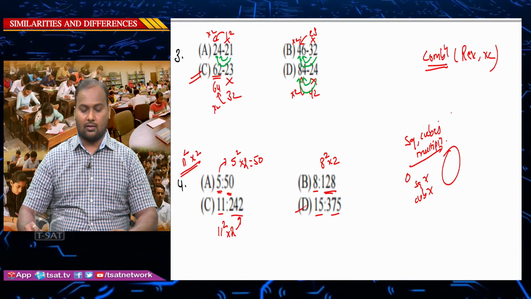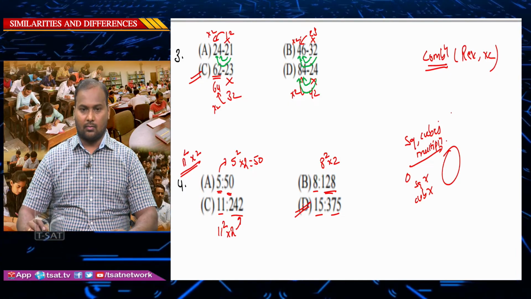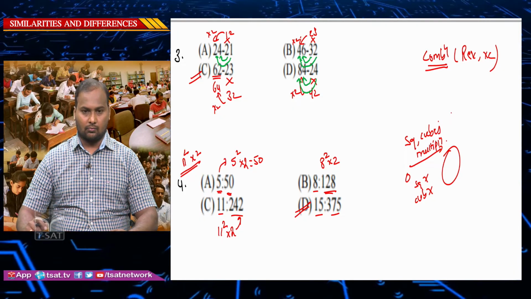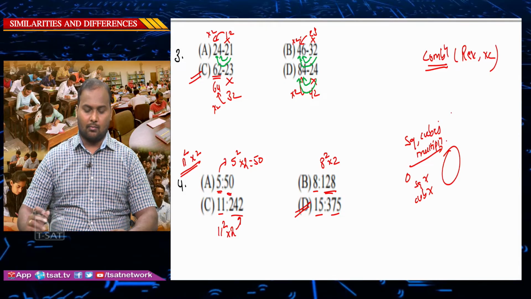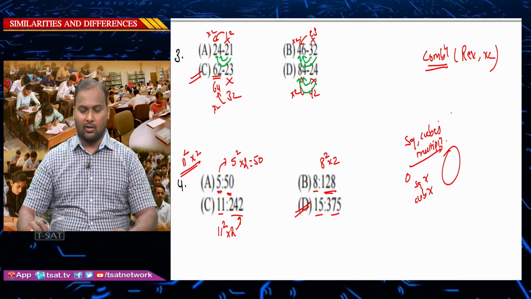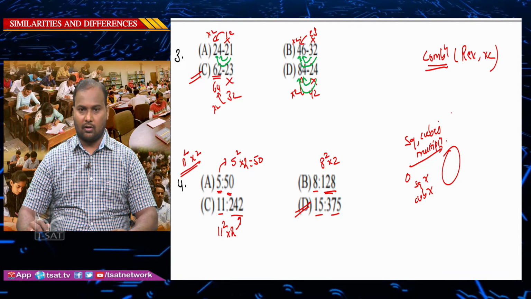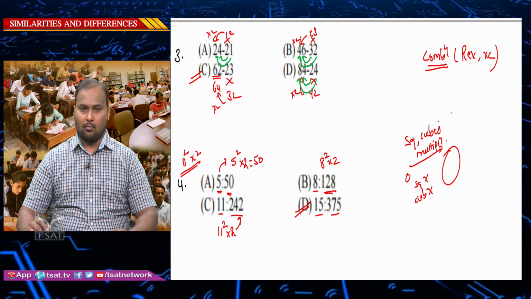So obviously what is the answer? Option D is the answer, because 15 square is 225 multiplied by 2, so we are getting around 450, but only 375 is given. So what is the similar thing? The similar thing for all 3 options is the combination pattern, that is square and multiplication.